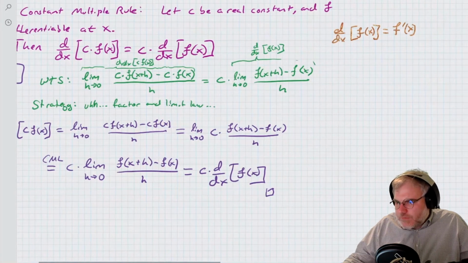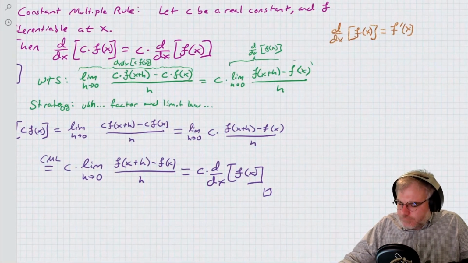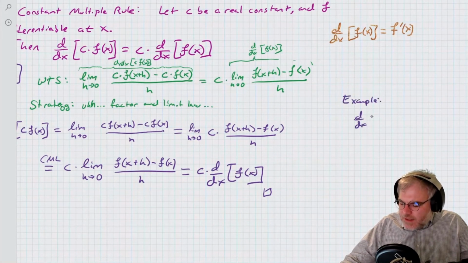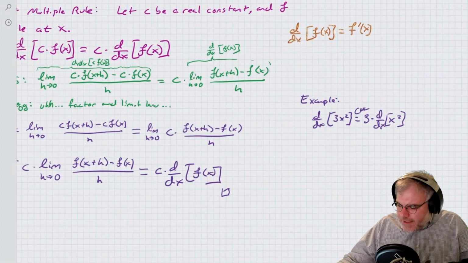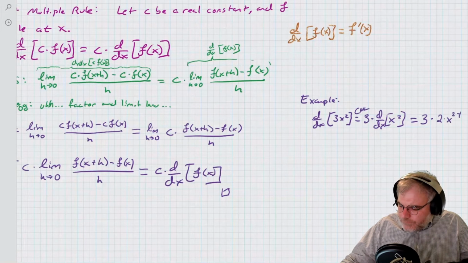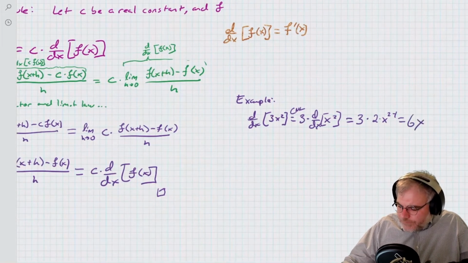So, an example of using this. d over dx of 3x squared equals 3 times d over dx of x squared. That would be the constant multiple law, right? And now, well, now I can deal with the x squared. I've got 3 times 2 times x to the 2 minus 1, which equals 6x. This is the power rule.